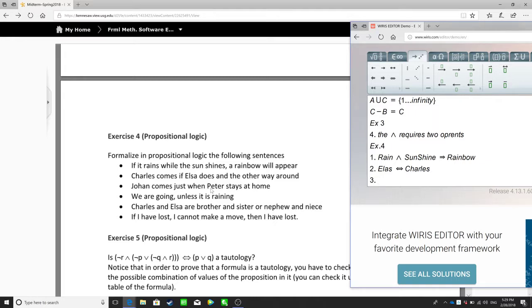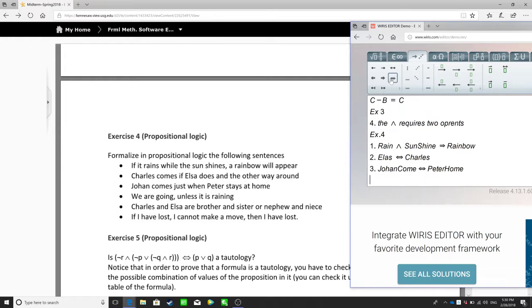No, I actually think this is the only logic there. Because only when Peter stays at home, John will come. Right? Do you think so? John comes just when Peter stays at home, which means no matter who else comes, it won't trigger John. Just Peter will trigger John, right? So that's the only. Let me see what I wrote down here. Yeah, I wrote down this as an equality.